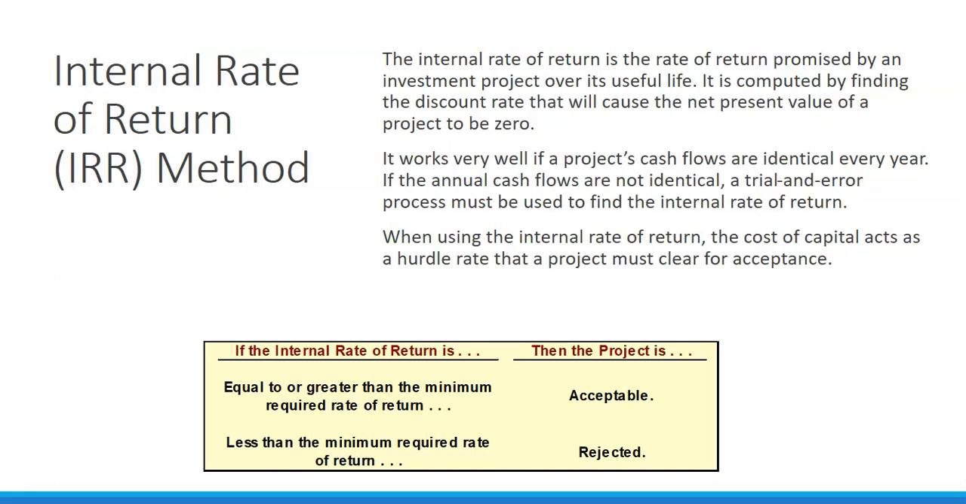When we're looking at the internal rate of return, our cost of capital acts as a hurdle rate. So as I said, the cost of capital, hurdle rate, and discount rate are all just different ways of saying our minimum rate of return. Okay? If the internal rate of return is equal to or greater than our minimum rate of return, the project is acceptable. If the internal rate of return is less than, then the project is rejected.